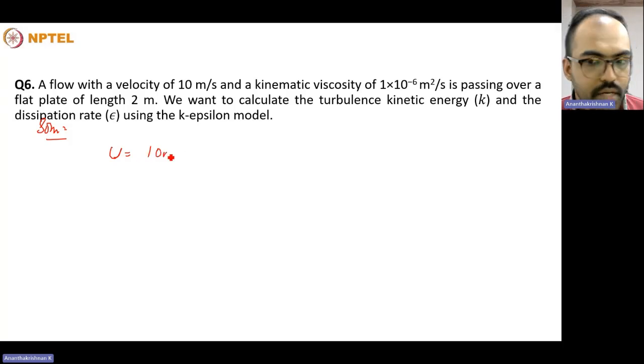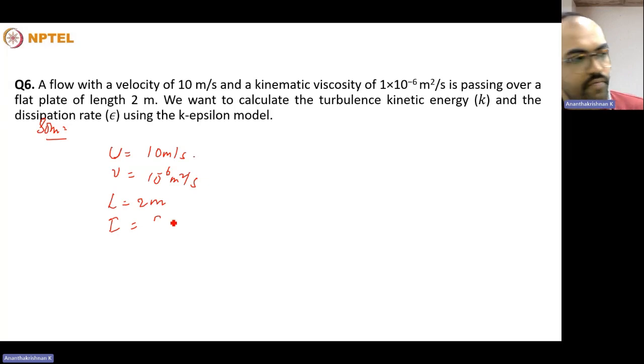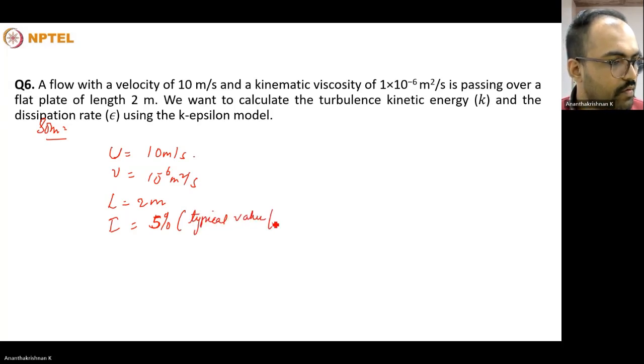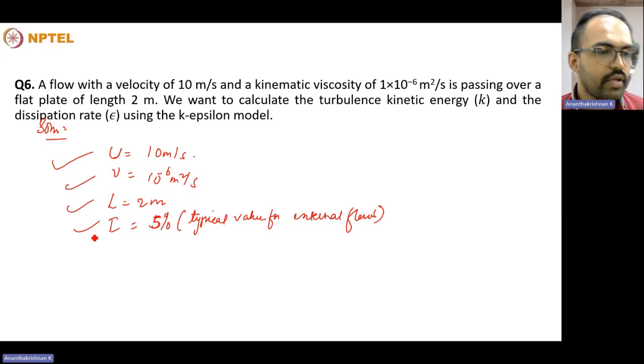So u is equal to 10 meters per second. Kinematic viscosity is 10 power minus 6 meters squared per second. Length is given as 2 meters. Turbulent intensity, normally for external flows, will be somewhere around 5%. So we'll use these values to calculate the turbulence kinetic energy and the dissipation rate.